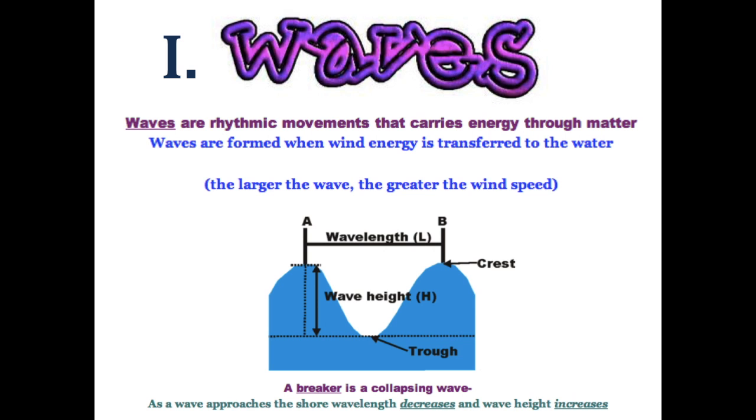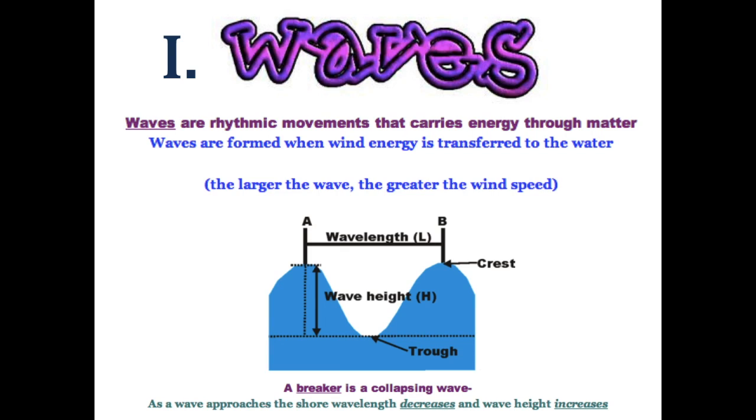Now we're going to move into some patterns of water movement. The first one is waves. Waves are a rhythmic up and down motion. Waves are formed from energy, the movement of energy as it's transferred through the water. Wind is going to impact that. That wind energy is going to create these waves. The larger the wave, the greater the wind speed. You have the top of the wave, which is called the crest. The bottom of the wave is called a trough.